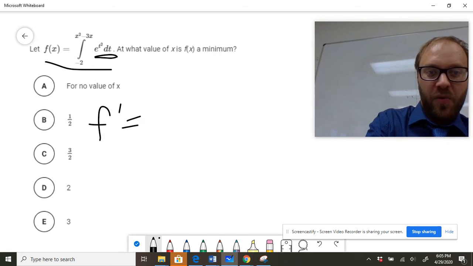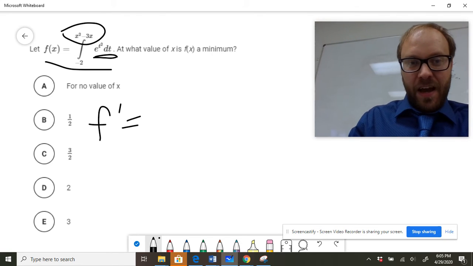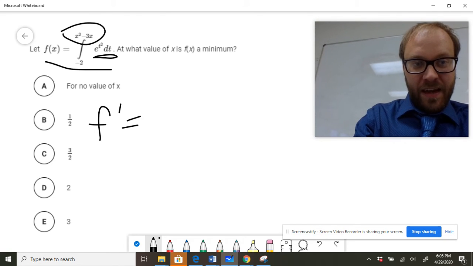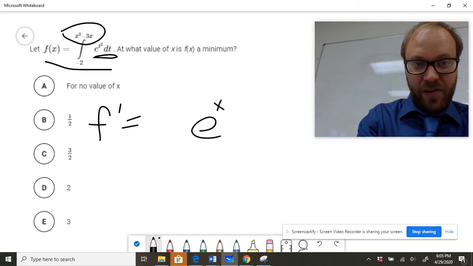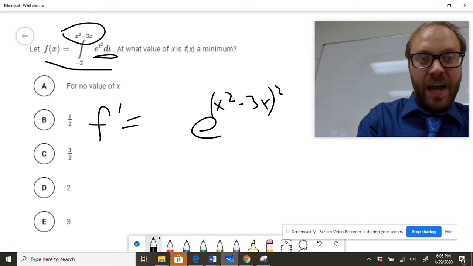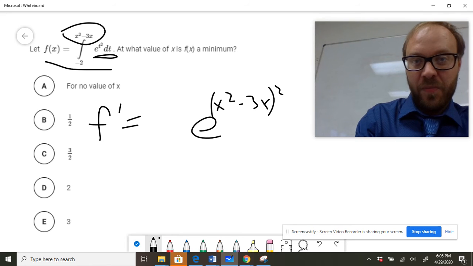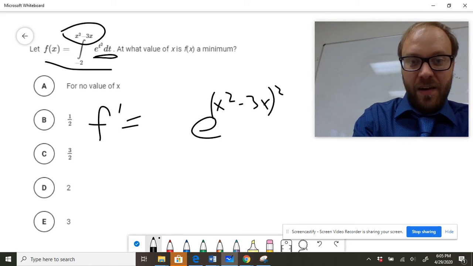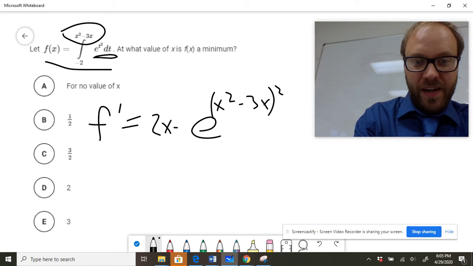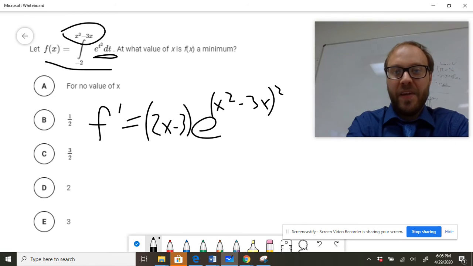Now, a little bit more going on here because it's not an x up here. So instead of e to the t squared, we're going to be putting that x squared minus 3x in place of the input there. And so it's going to be e to the x squared minus 3x, and then technically that value is being squared. That's interesting. And remember, you also have to multiply by the derivative of that inside function, which is going to be 2x minus 3. So a little bit more complicated maybe than some of these.